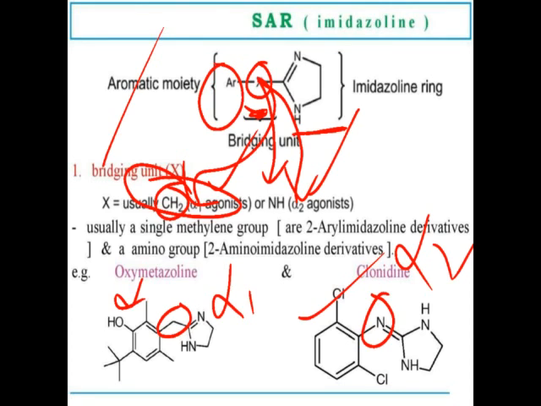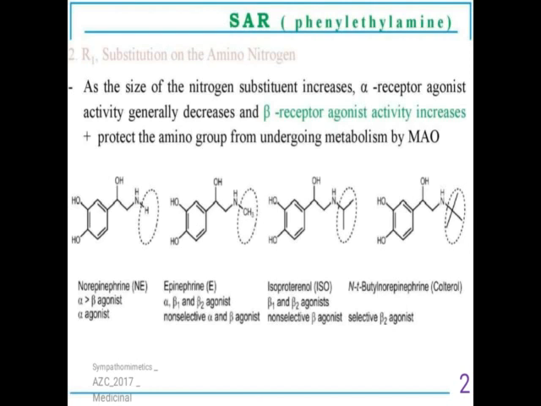Okay, now we will see some drugs that come under the adrenergic agents one by one. Now we understand the SAR of the phenylethylamine and the imidazole. So if the structure of a drug is given, we can identify whether it is more alpha 1 agonist or alpha 2 agonist or beta 1 or beta 2. So we can understand from the structure of a drug.